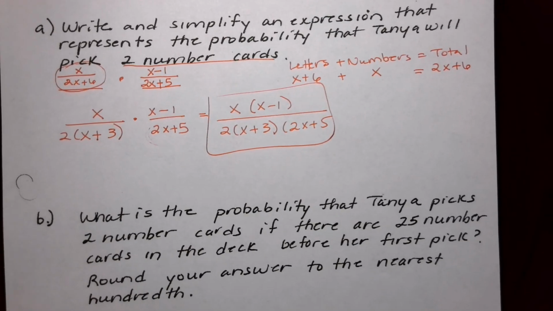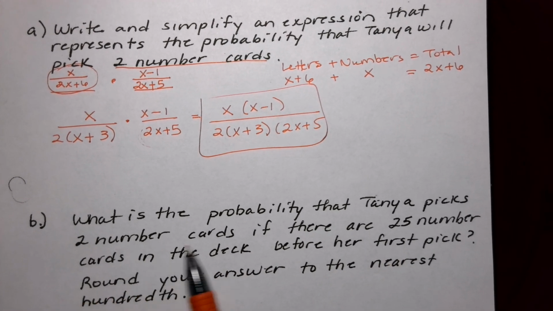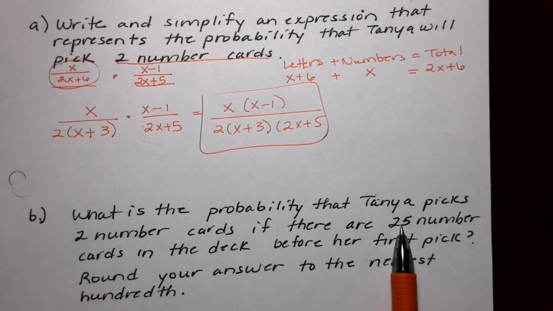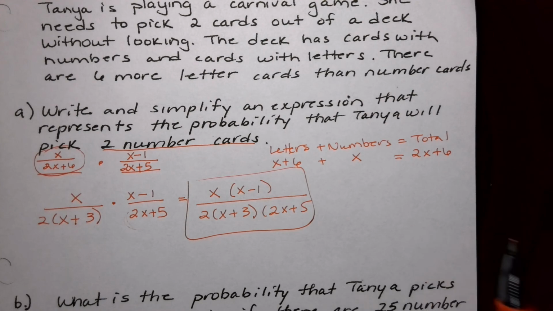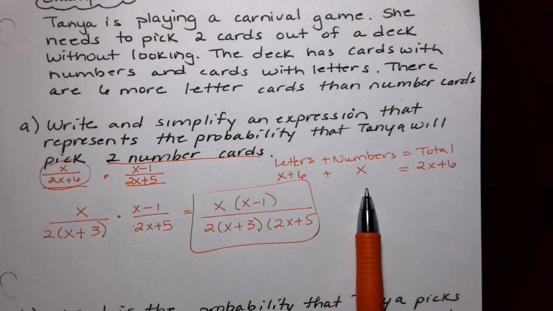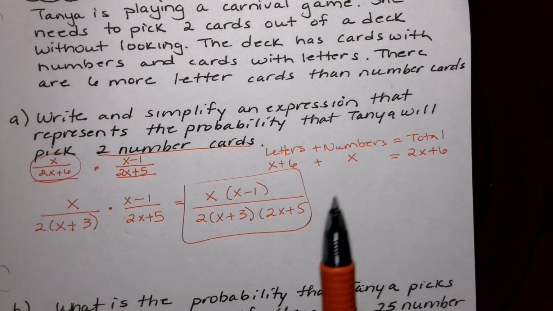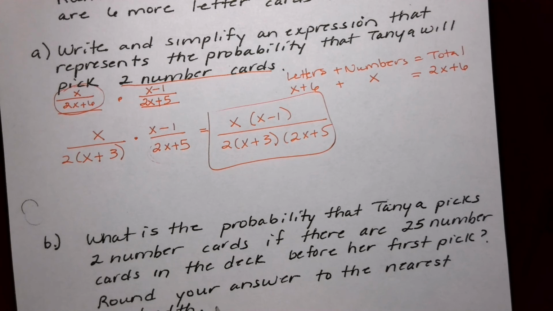All right, so now we're going to use that, though. So now we got this formula, and it says, okay, what's the probability then that Tanya picks 2 number cards if there are 25 number cards in the deck? Round to the nearest hundredth. So if there's 25 numbers, what did they just give you? Boom, they just gave you the x. So all we have to do is plug in 25 here for x, and we'll have our answer.